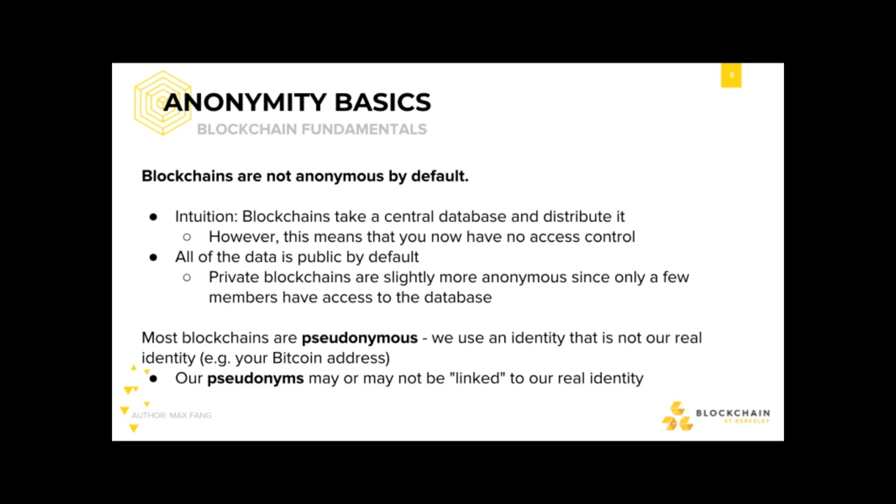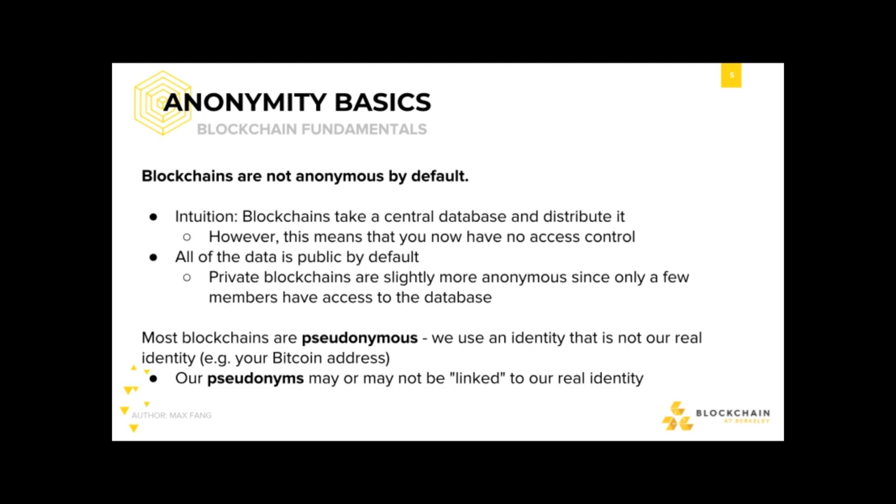You get to see all the information that anyone else in the world has. So that means all of your data is now public by default. Private blockchains kind of make this a little better because you can do something where only the members who are part of the blockchain can see all the data. But even then, everyone who is a member gets to see all the data on the blockchain. So most blockchains are pseudonymous.